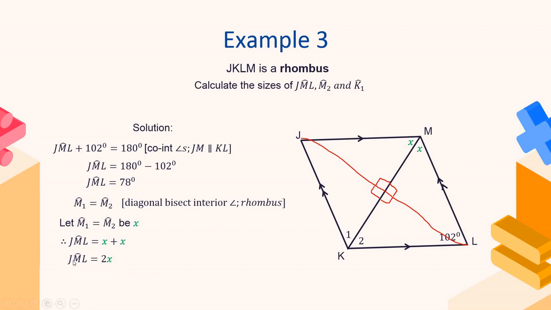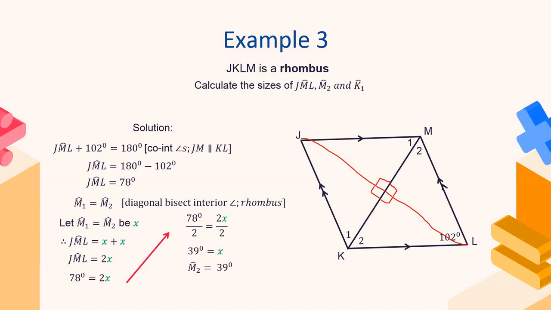Well, just a second. Do we know what's JML? 100% we do. We calculated it earlier. JML is equal to 78 degrees. So let us substitute that in. And so if you want to isolate x, we divide both sides by 2, and that gives us 39 degrees. So x is equal to 39 degrees. But were we looking to calculate x? No. We want to find out what is M2. But since we called M2 to be x, M2 is equal to 39 degrees.